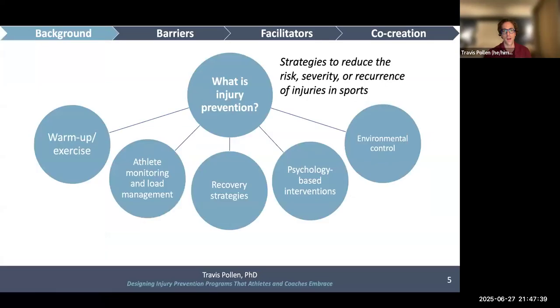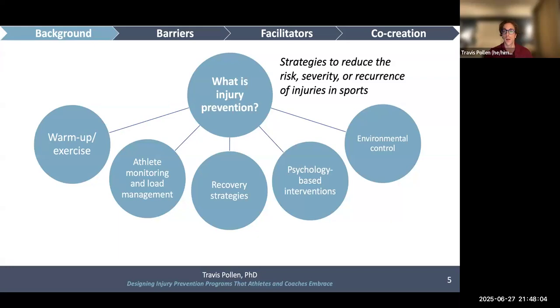Starting with the background, injury prevention is the term that we use to refer to various strategies designed to reduce risk, severity, and recurrence of injuries in sports. And injuries are rarely caused by just one thing. They're usually the result of a combination of many factors. For that reason, injury prevention should also be multifactorial.